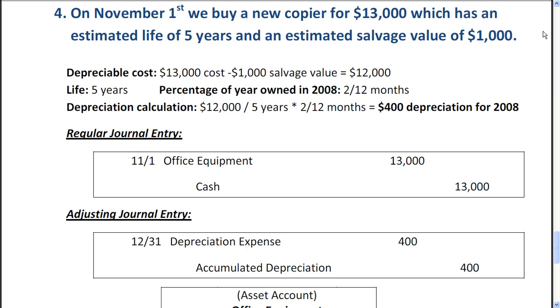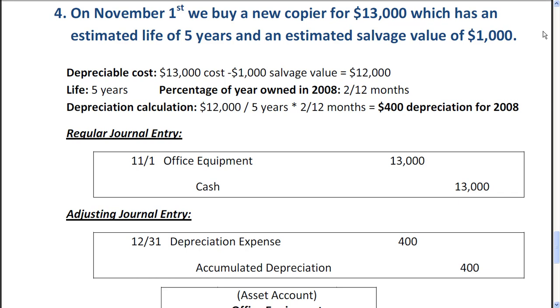In this video, we're examining probably the most complicated topic in the chapter, and that is dealing with assets that we're going to own for a long period of time, such as office equipment. In this case, we're going to be looking at a copier. We're probably going to have this copier for up to 5 years.